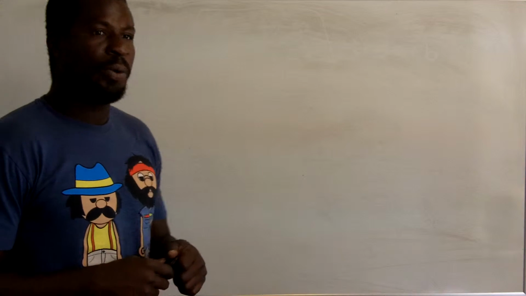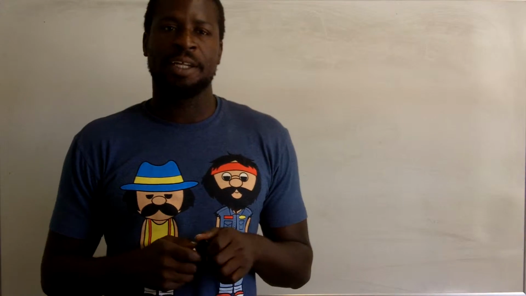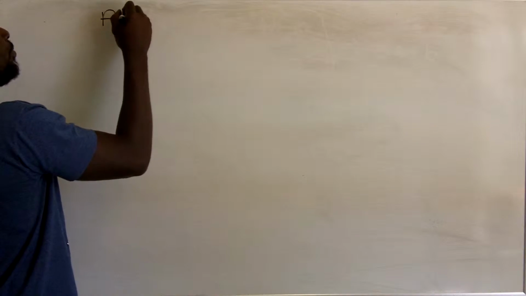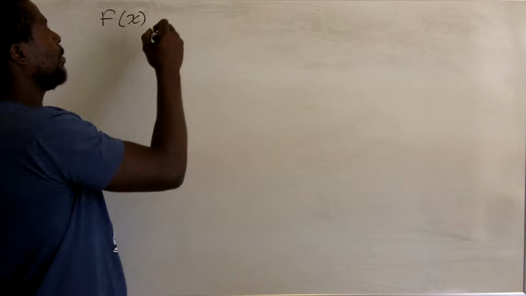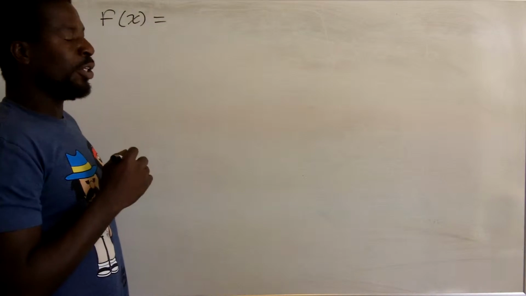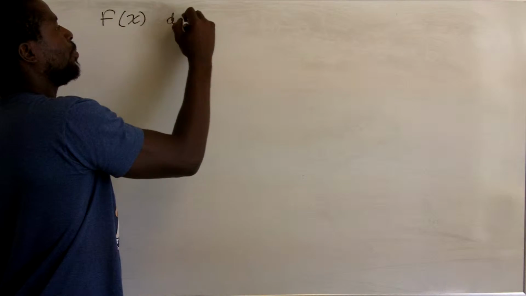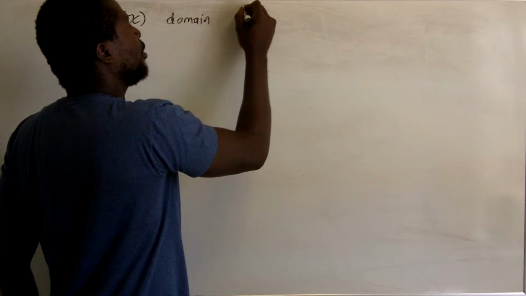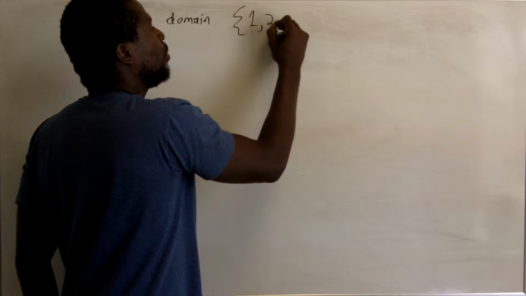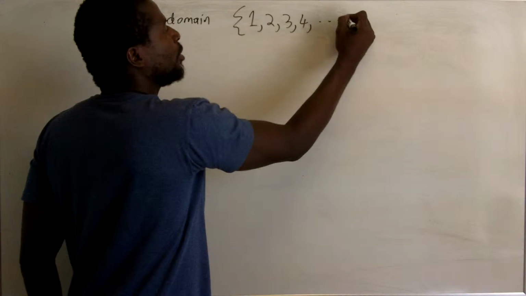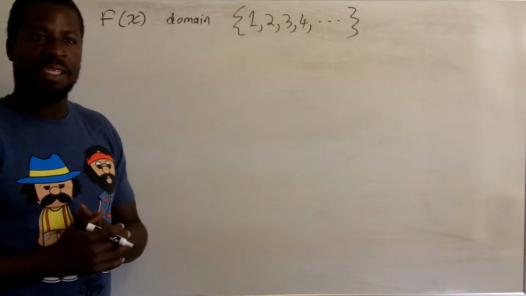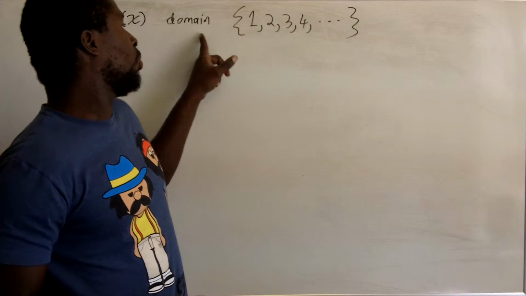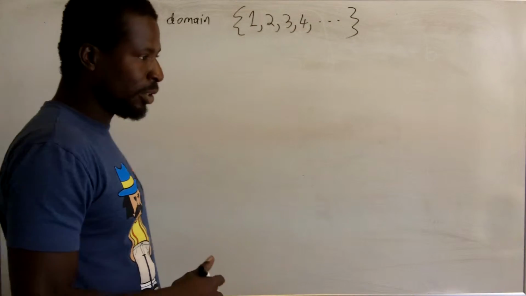Okay, so now we're going to look at arithmetic sequences. The definition of a sequence is just a function, just like any other function, but the domain of the function, instead of being the entire real number line, will only be the set of numbers 1, 2, 3, the counting numbers. So a sequence is just a function whose domain is restricted to the counting numbers, all right?